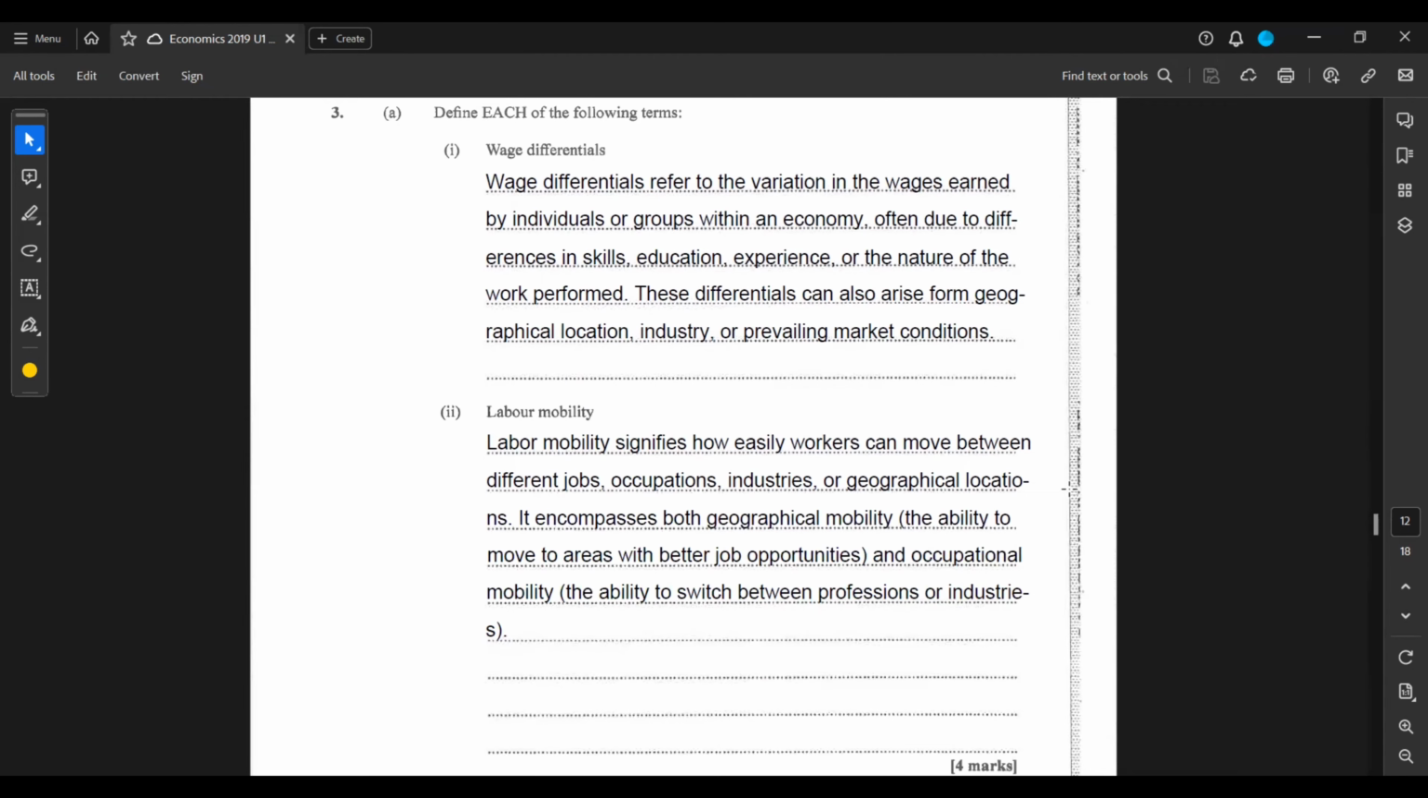Labor mobility. Labor mobility signifies how easily workers can move between different jobs, occupations, industries, or geographical locations. It encompasses both geographical mobility, the ability to move to areas with better job opportunities, and occupational mobility, the ability to switch between professions or industries.